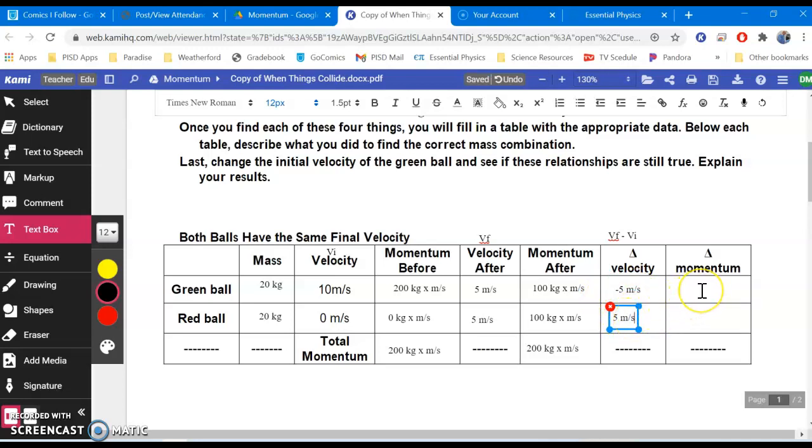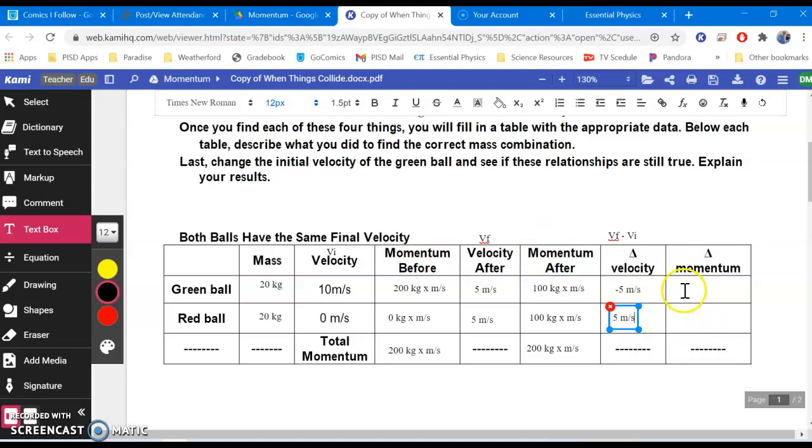And that's why the momentum before and after is still the same, because they both have the same mass before and after, and one decreased by 5 and one increased by 5, so the total momentum is the same. Now, change in momentum is going to be the final momentum, the momentum after minus the momentum before.